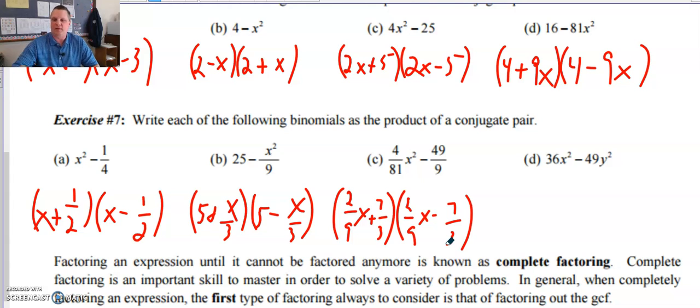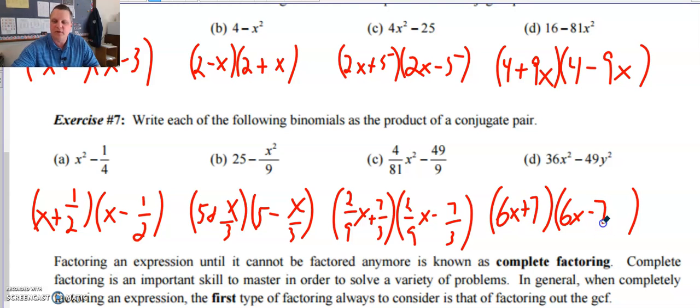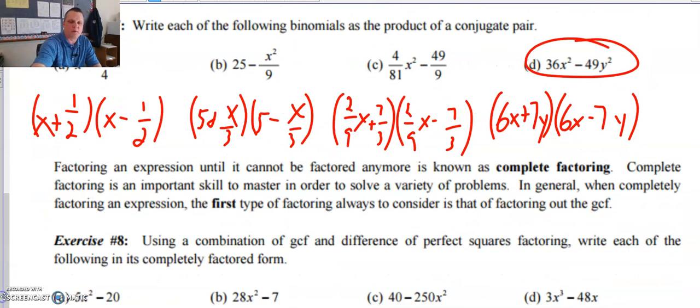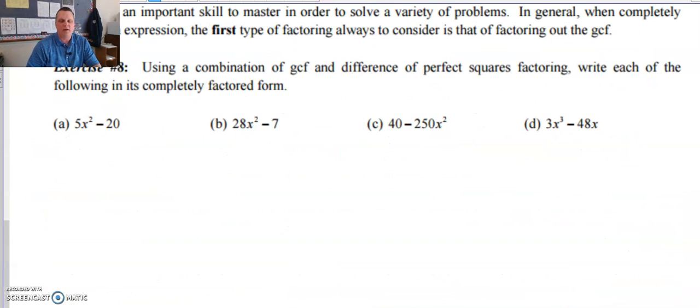Okay? And then the last one, D, square root of 36 is 6. Square root of x squared is x, and x plus minus square root of 49 is 7. Y squared goes to a y. Okay? So that way when you redistribute, if you box it up, you will be left with the original binomial. Okay? And then the last few, we have to take a GCF first. So you always look for a GCF.